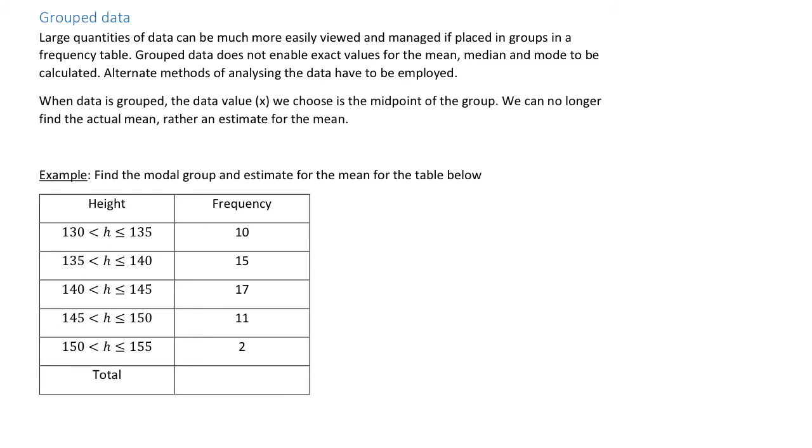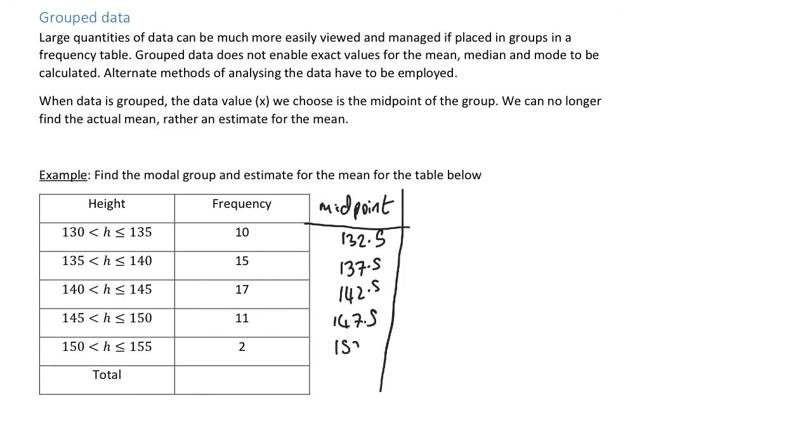So same idea. What we do is we need to work out our midpoints. So I'm going to add in an extra couple of columns to the table. The first one is midpoint. And we're looking for the middle of the 130 to 135 group, which is 132.5. Middle of the next is 137.5, then 142.5, 147.5, and 152.5. So those are our midpoints.